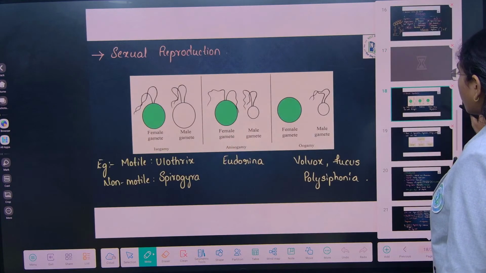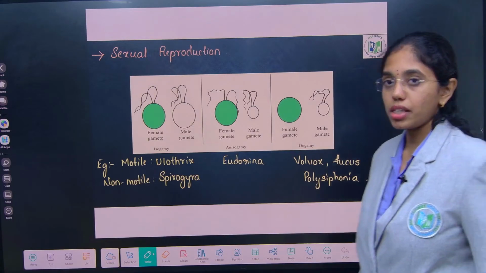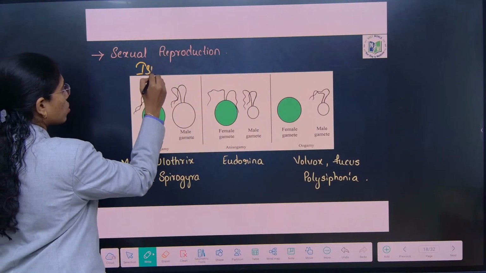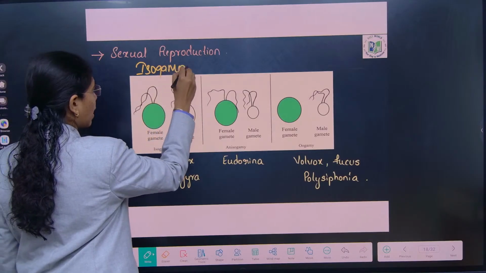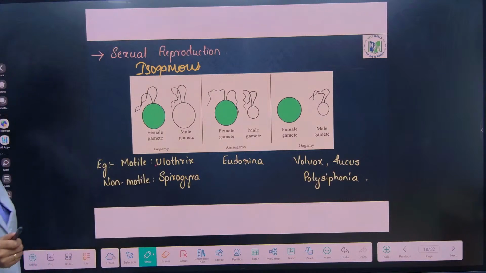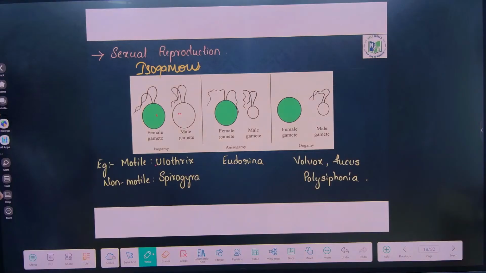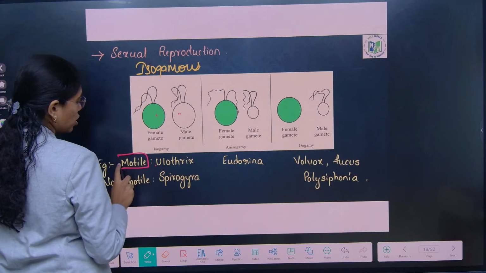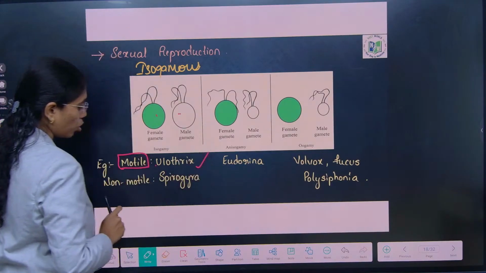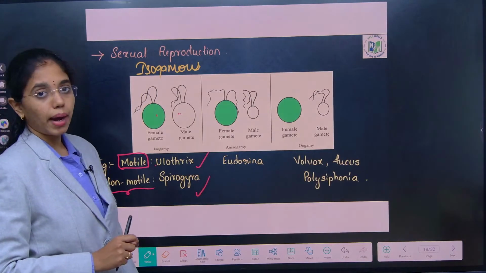Here at last we are going to discuss sexual reproduction, and we will stop here. So, sexual reproduction, I told you, right? One is isogamous, mostly observed in Spirogyra, Ulothrix and Chlamydomonas. Here you can observe both male and female gametes are similar in structure and shape. Motile isogamous gametes, example is Ulothrix. Non-motile isogamous reproduction, example is Spirogyra.